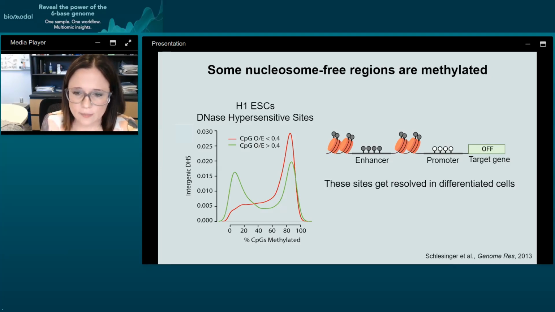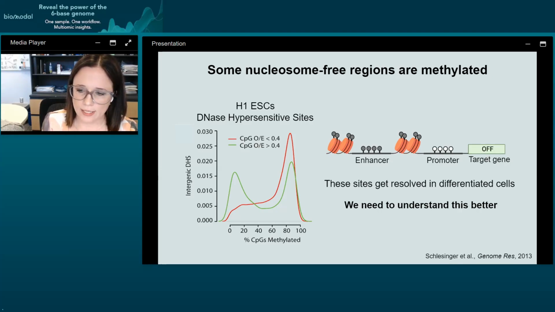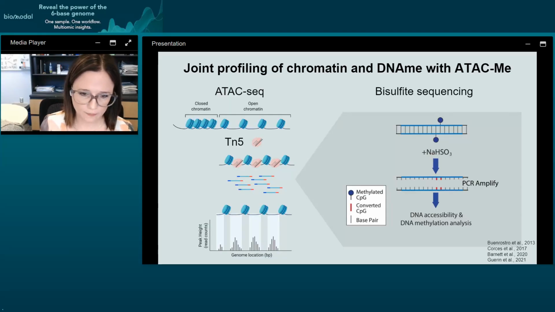And when we look at these same sites in differentiated cells, what we notice is that these sites get resolved either by closing or by removing methylation. So these types of regions must represent intermediate states that are representative of a duality of transcriptional regulation. And we felt like if this is true, then we need to be able to capture these changes and how they relate to each other over time, and we really need to understand this better.